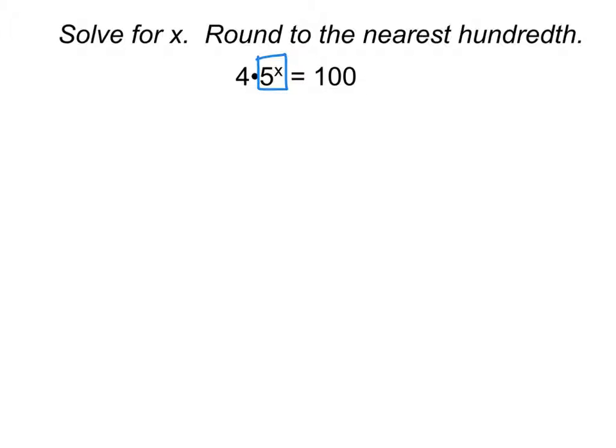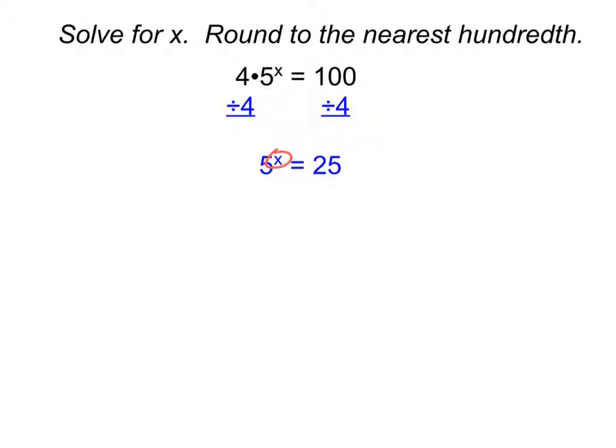What do I do to both sides to get rid of the 4? We divide, yes, because we are undoing the multiplication that's currently there. So if I divide both sides by 4, I get 5 to the power of x equals 25. Now, we got 5 to the power of x equals 25. Notice we're trying to solve for the exponent.